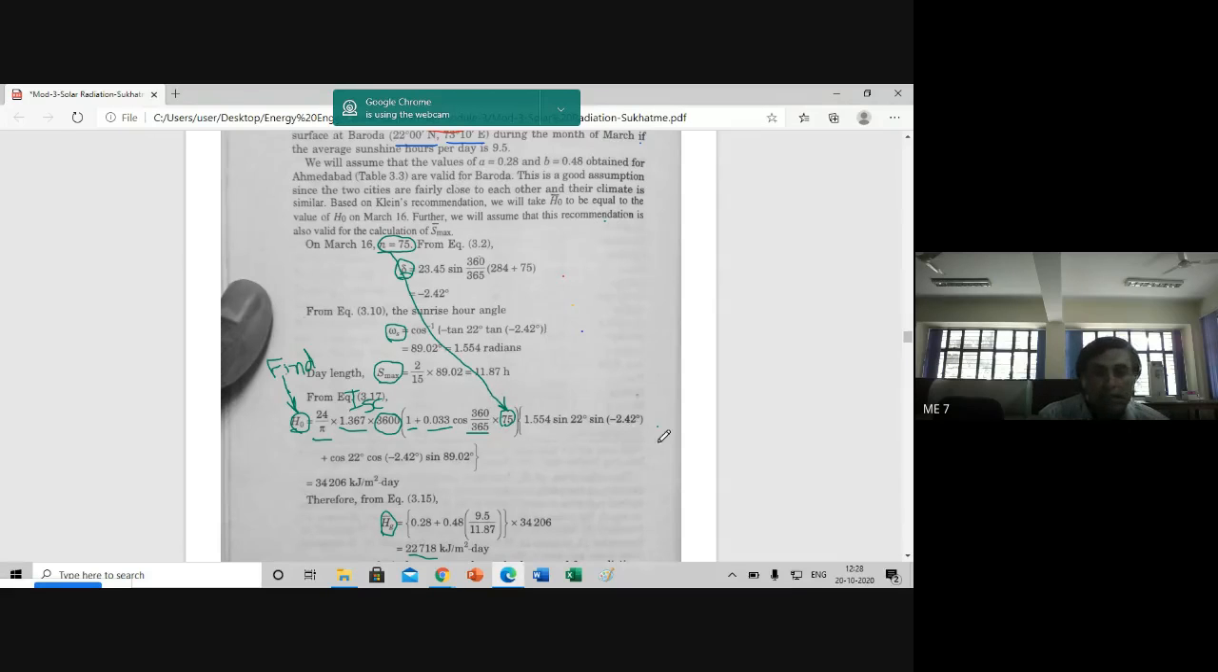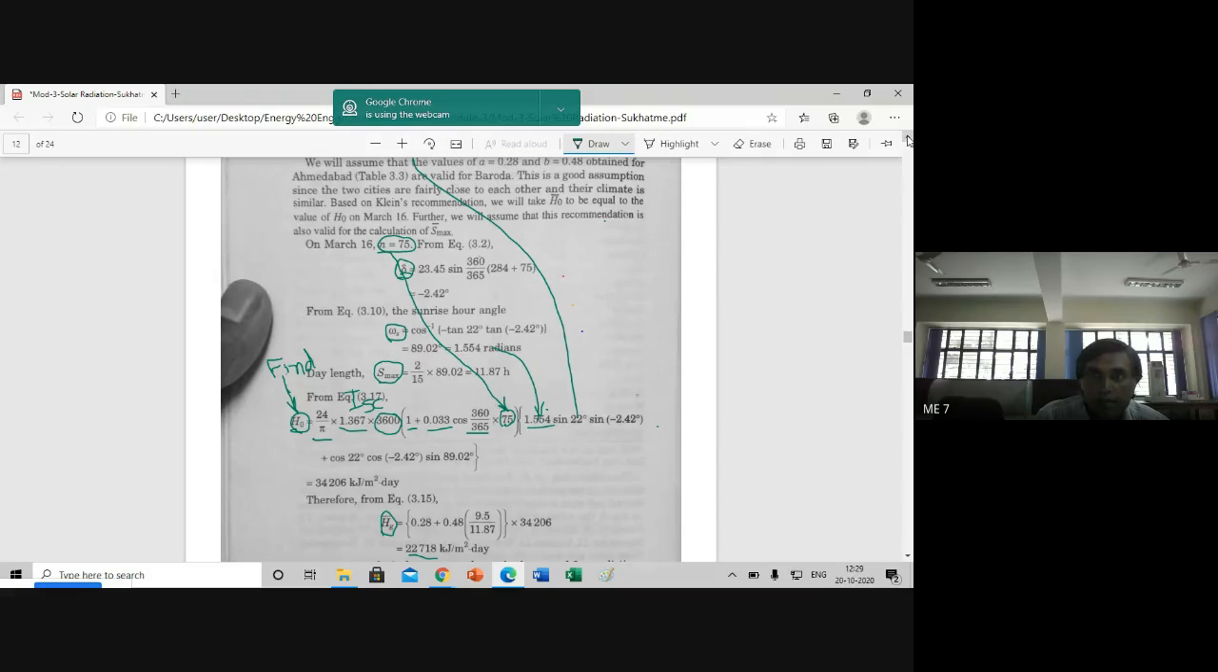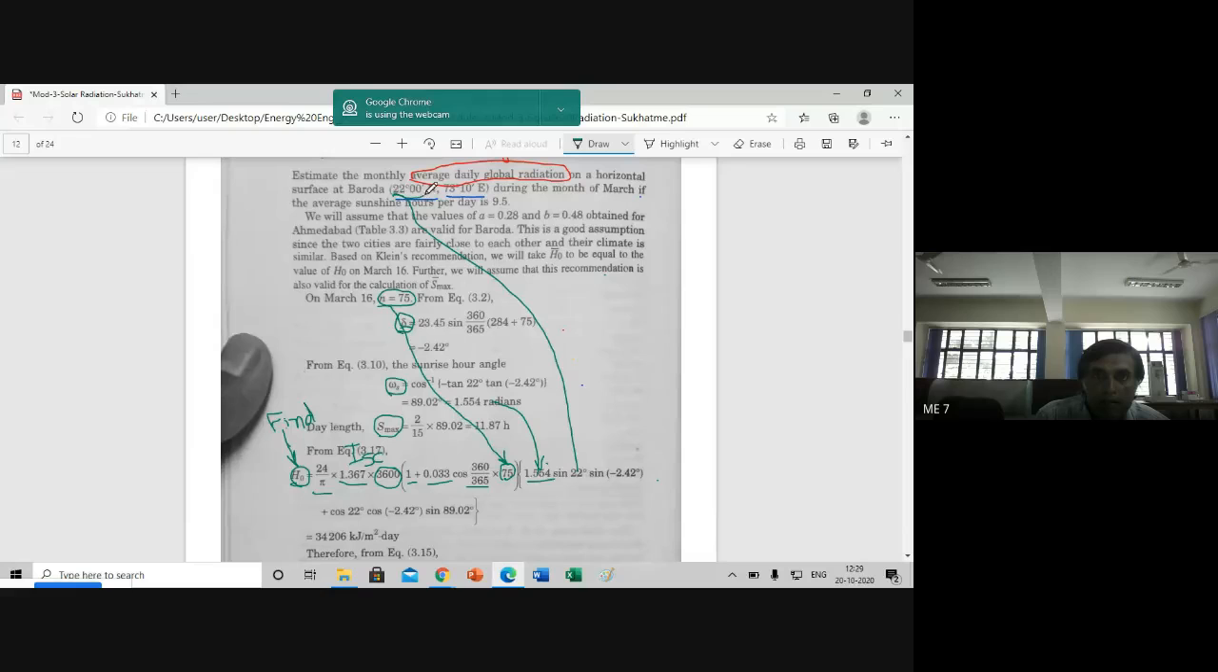Okay, then 1.55 is this one, omega s. Sine of 22 degrees, this one, the latitude. Then minus 2.42 is delta, that value. So phi, delta, and this 89 is this omega s in degree.